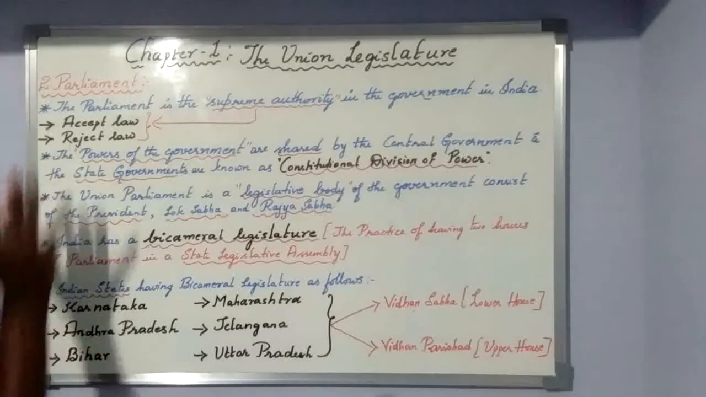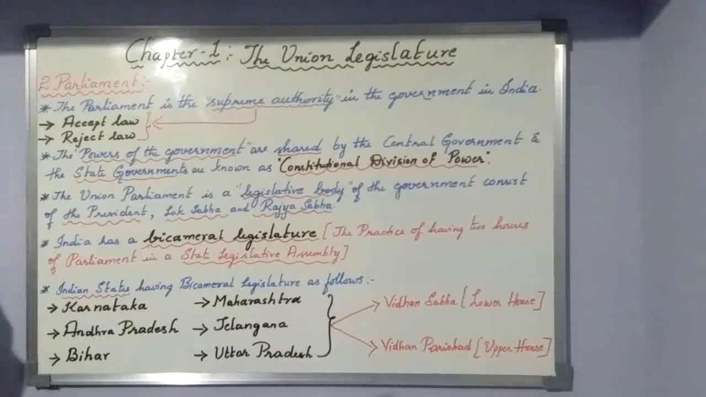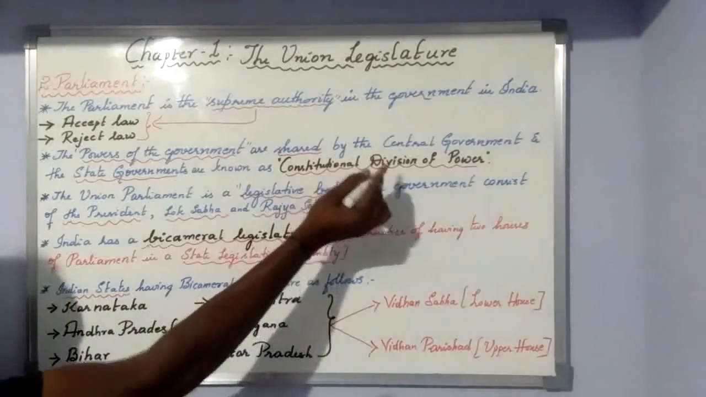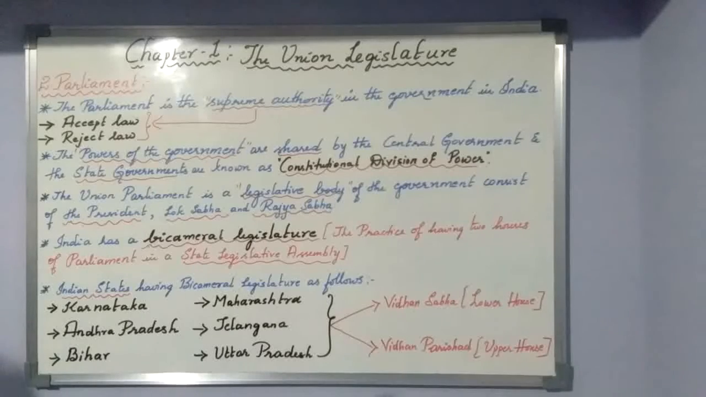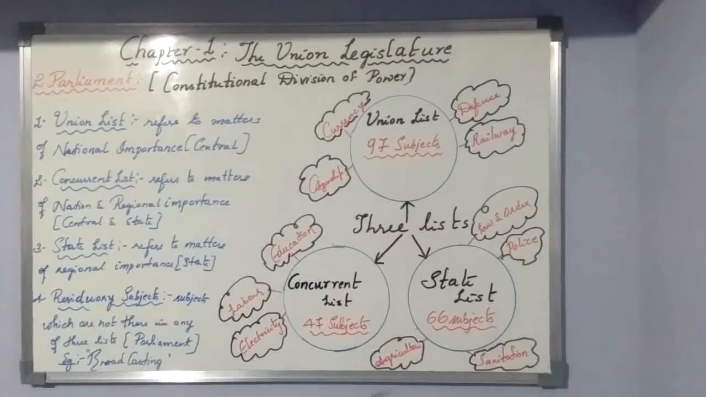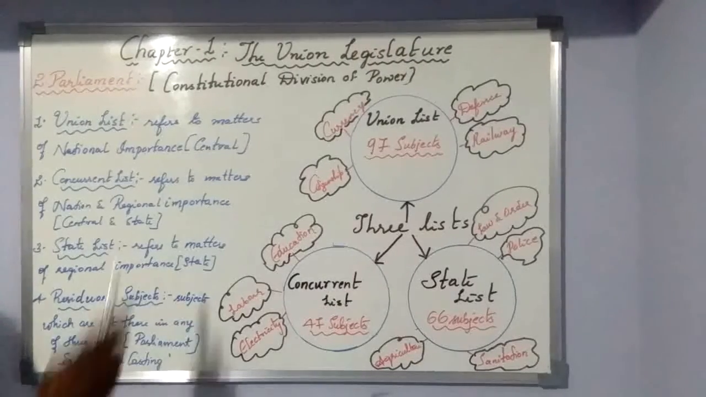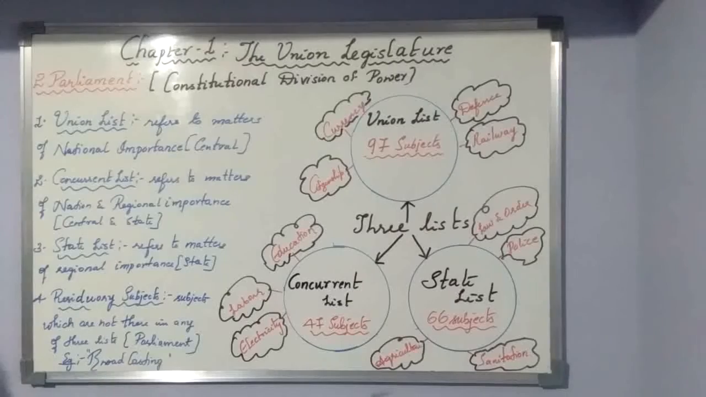So here we finish up the topic of the Parliament. But I just want to take you through something about the constitutional division of power. I hope till here it is clear. So next we will go with the constitutional division of power. The last topic is constitutional division of power. I already said what it is: the powers of government shared between the central and state is known as constitutional division of power.